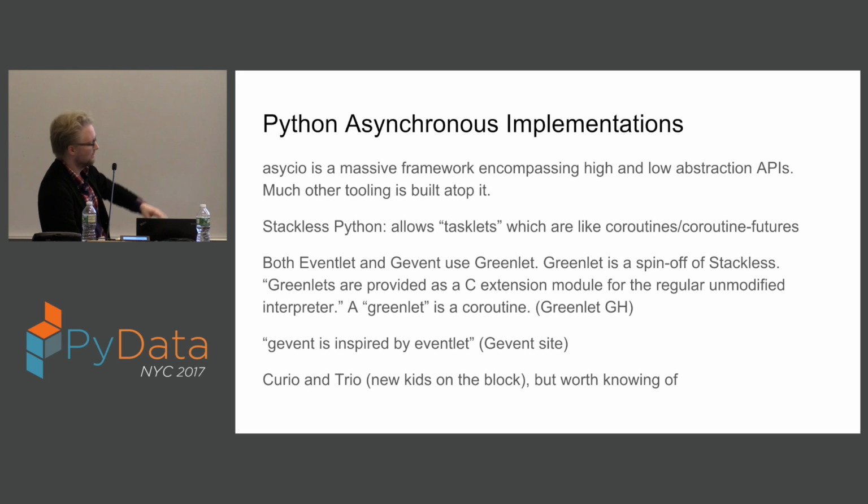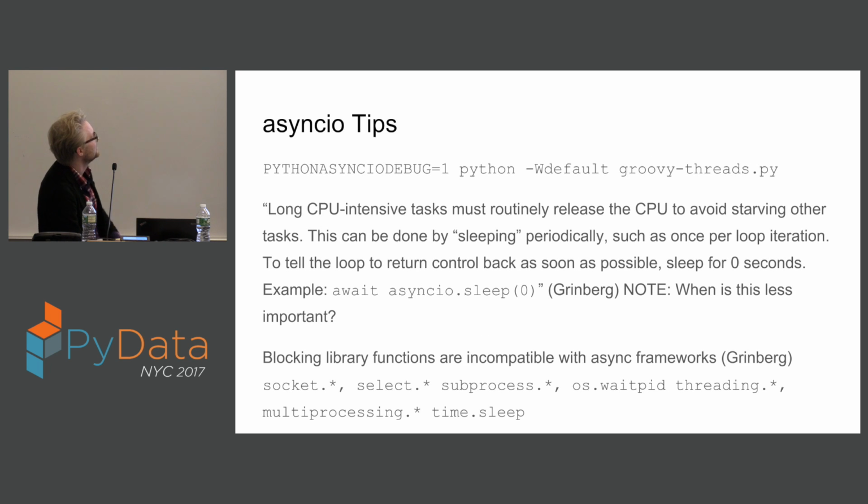And then here's Curio and Trio, which it's useful for you to know about. They're new kids on the block. More very practical stuff. Use Python async IO debug. When you are running code locally, it will help you a ton. It will give you warnings and errors that will otherwise not be there, and they're helpful, and they handle this crazy new style of thinking where you have to worry about other tasks when you're worrying about your own task.